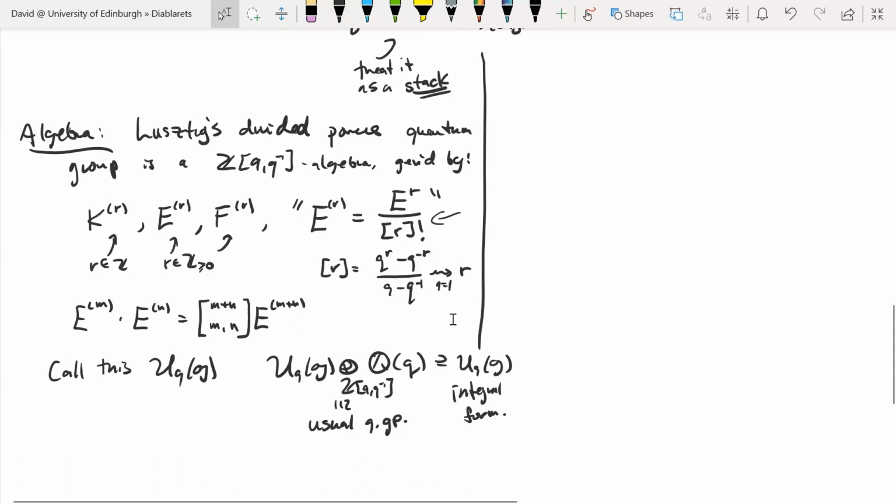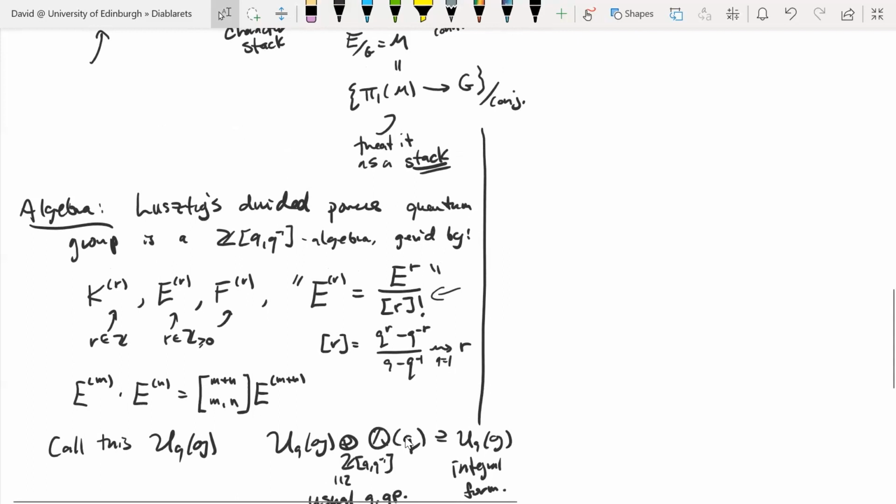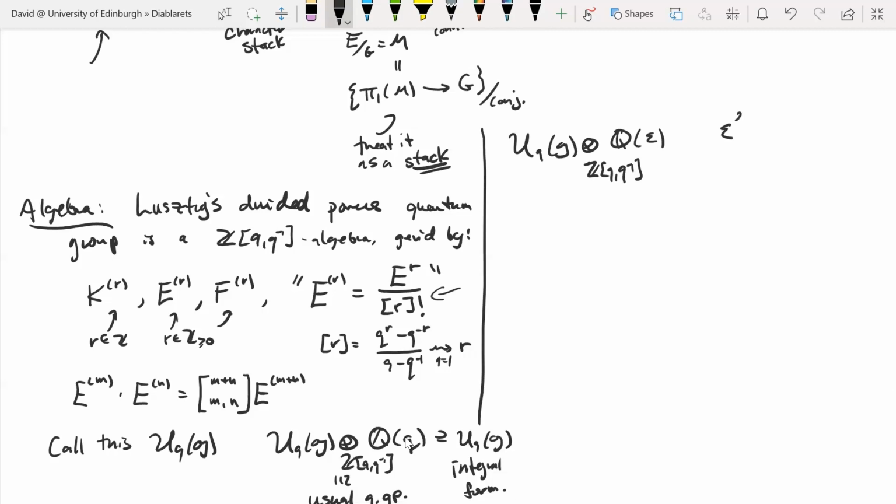Okay. But now what we want to do is not embed it inside. What instead we want to do is take this same thing and tensor it over Z[q, q inverse]. There's various things we could do here, but let's take Q of epsilon, where epsilon is some Lth root of unity. In other words, all I'm saying is we're going to impose the relation that q to the L equals 1.